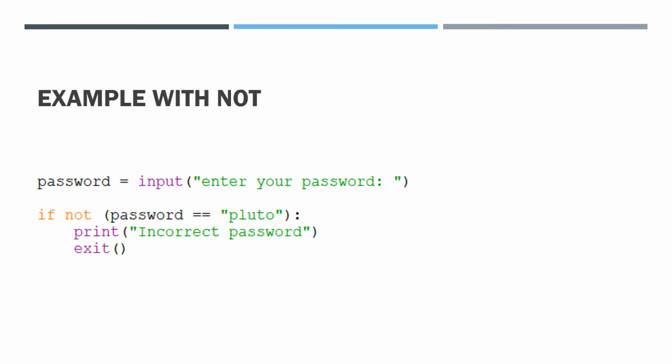Here's an example with not. So if the password is not equivalent to Pluto, I could also have used the not equals symbol. So it's up to you how you want to structure your program. There's often more than one way of doing the same thing. Oh, and the exit function there will close the program. So if they don't enter the right password, the whole program shuts down. That's quite a useful thing to know as well.